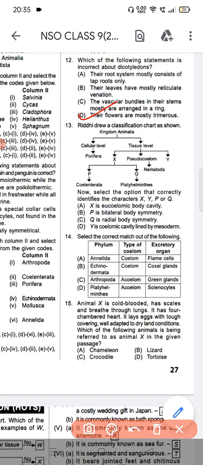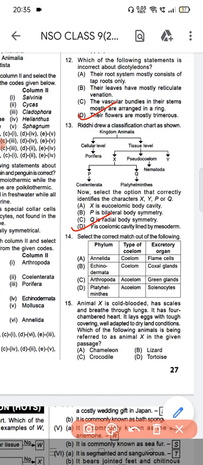Okay. Riddhi drew a classification chart as shown. This is the chart. All of you can see the chart. Now select the option that correctly identifies the characters X, Y, P and Q. So question number 13, option D is the correct answer. Y is cavity lined by mesoderm. Okay. So that is the correct answer.